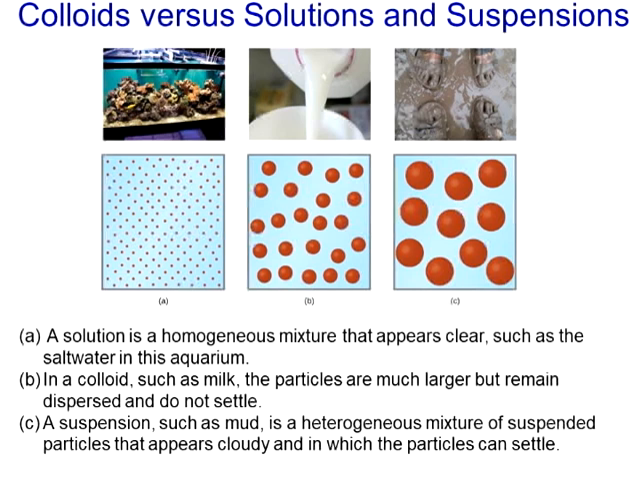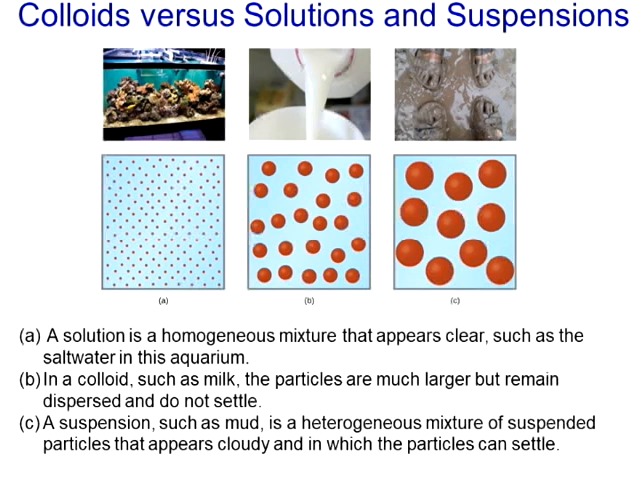In a colloid, such as milk, the particles are much larger, but they remain suspended and do not settle. And that is an important principle to remember about colloids. They don't settle. They have large particles, but they do not settle out. That is an important feature of a colloid. A suspension, however, is a heterogeneous mixture of suspended particles that appears cloudy and in which the particles can settle. So mud will settle out. Okay? Colloids don't settle out, and that is an important differentiating feature.